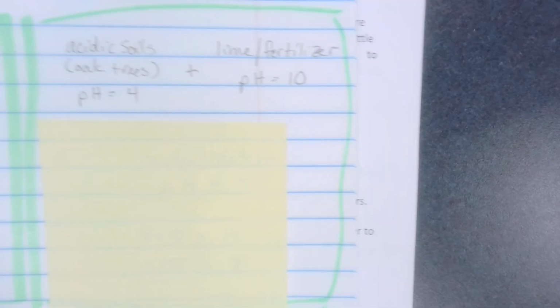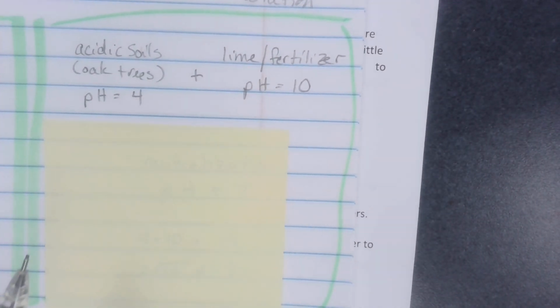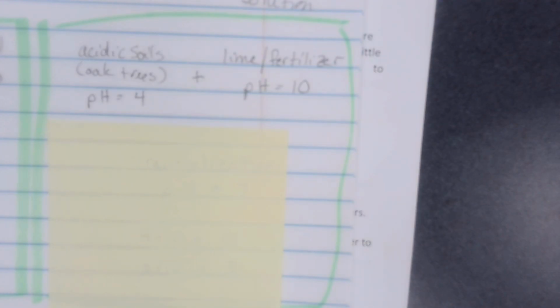All right, one more example. So out in the environment, oak trees will make the soil acidic. And so maybe it has a pH of 4. Soil might have a pH of 4.